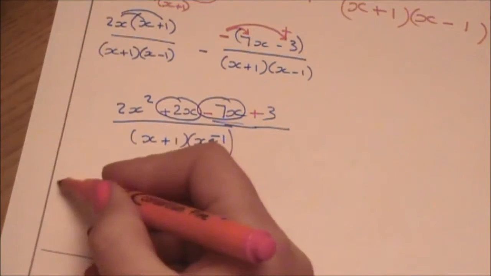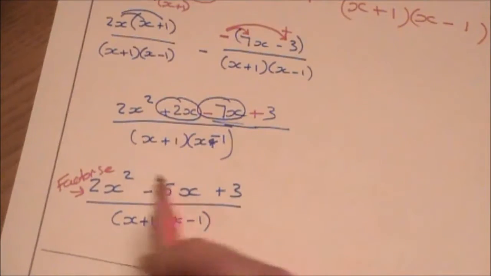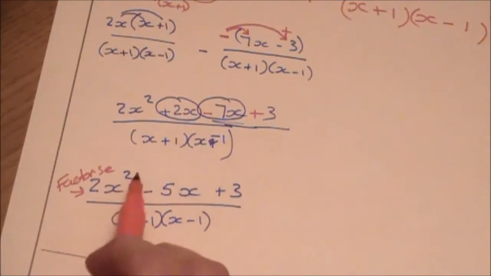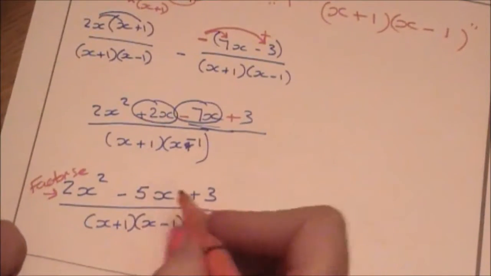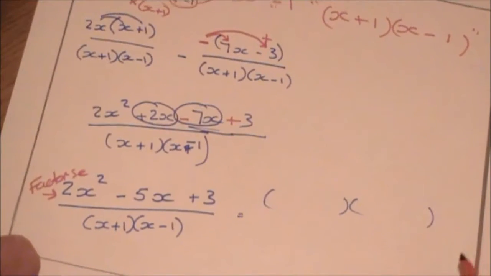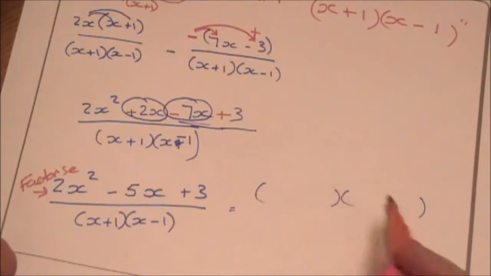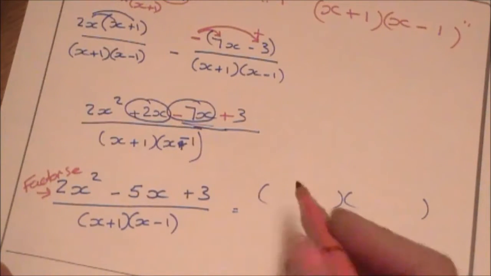In order to do that, I need to factorise this numerator. Now it's in 3 parts and it's got a square on it, it's a quadratic. So I'm going to put that into double brackets. Now this takes a bit of practicing. I'm not going to explain it here. You can get the video up or you can ask a teacher.